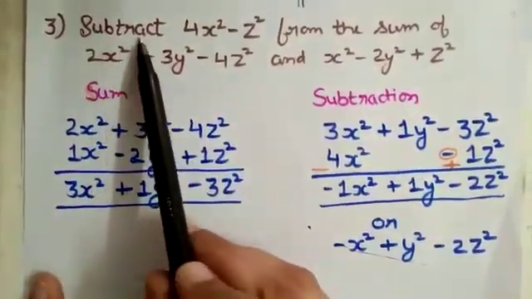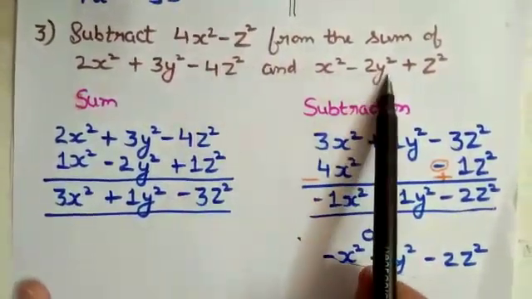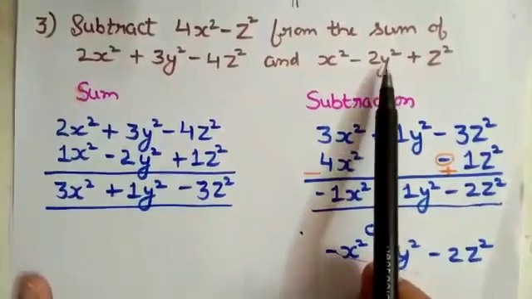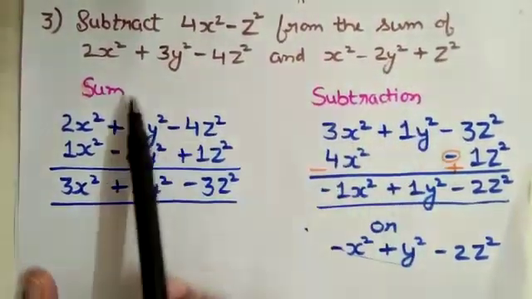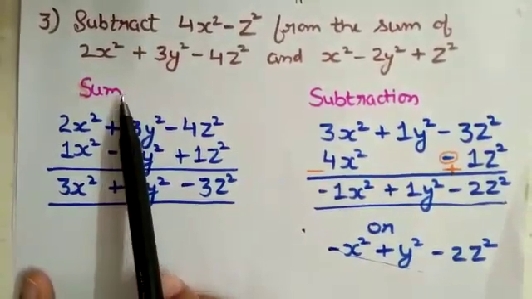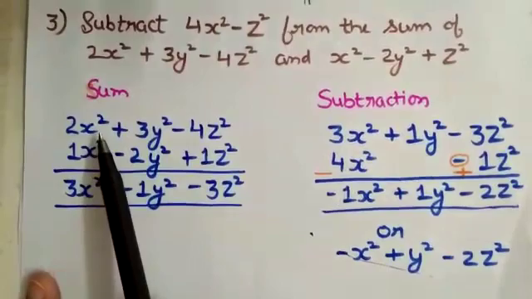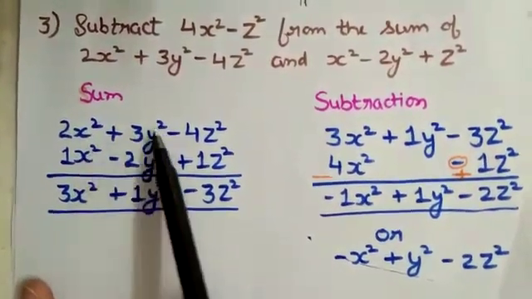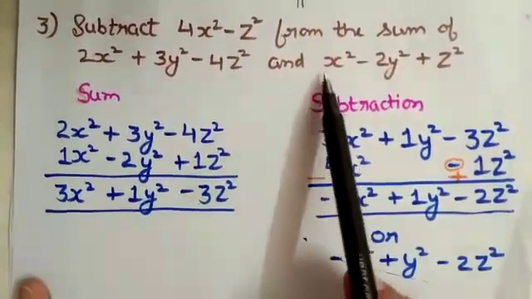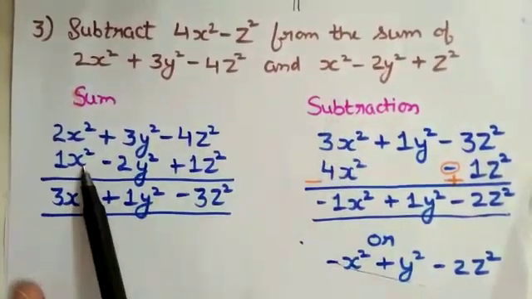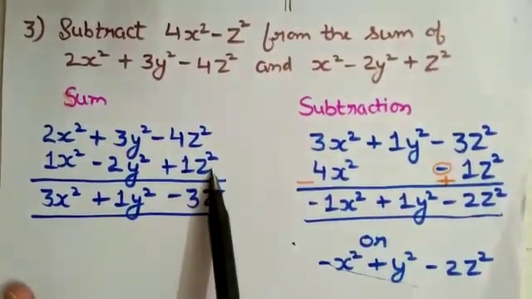Next question: subtract 4x square minus z square from the sum of these two expressions. Again, first we will find the sum of these two expressions. For finding the sum, we will write the like terms under each other. Means x square term under x square, y square term under y square, z square term under z square. Now here x square means 1 times x square and this z square means 1 times z square.